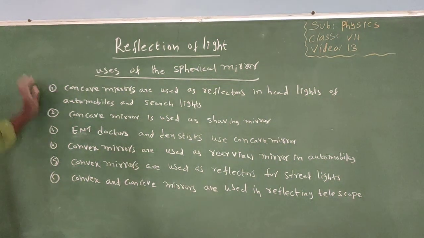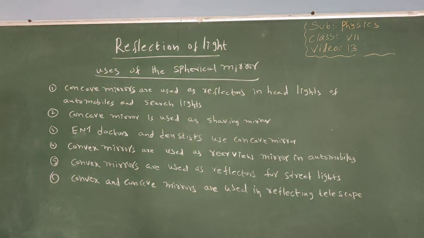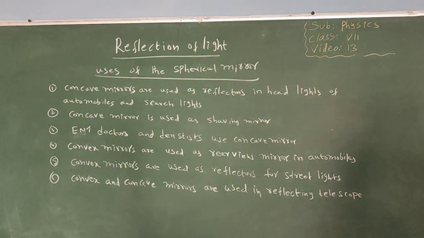Convex mirrors are used as a rear view mirror. What is the rear view mirror in an automobile? It is a convex mirror. Convex mirrors are also used as reflectors for street lights. Convex and concave mirrors are used in reflecting telescopes. These are the uses of spherical mirrors.